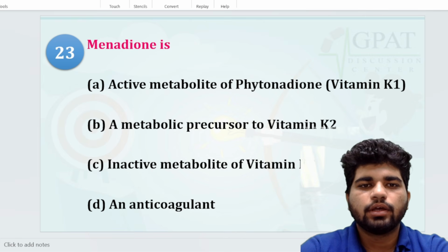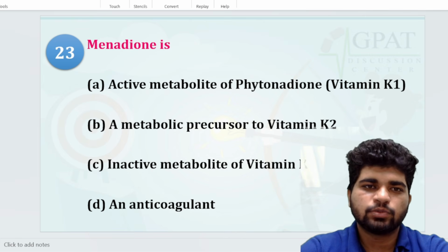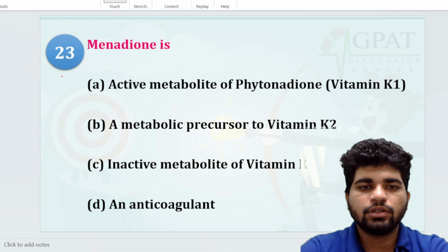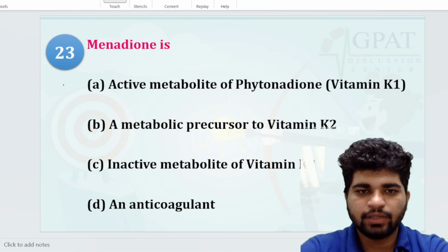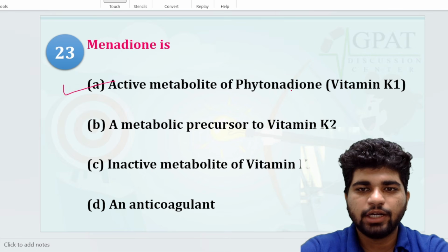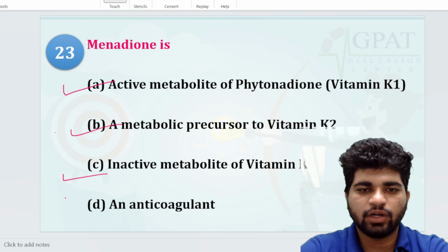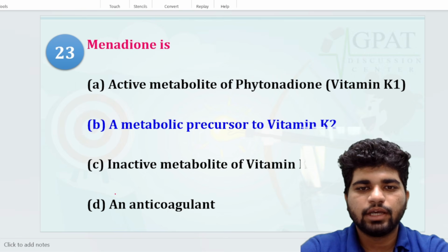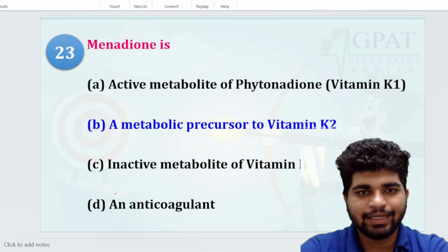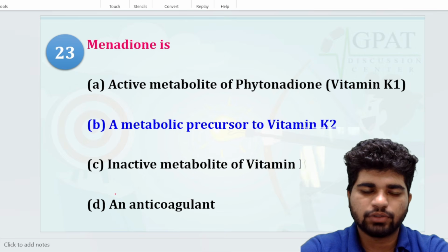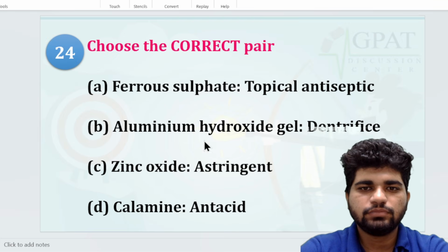Okay, chalo. Now this one, menadione. Menadione is obviously a congener of vitamin K. So is it an active metabolite of phytonadione, a metabolic precursor of vitamin K2, an inactive metabolite to vitamin K2, or an anticoagulant? That is your metabolic precursor to vitamin K2, menadione. Okay, chalo. Choose the correct pair over here.